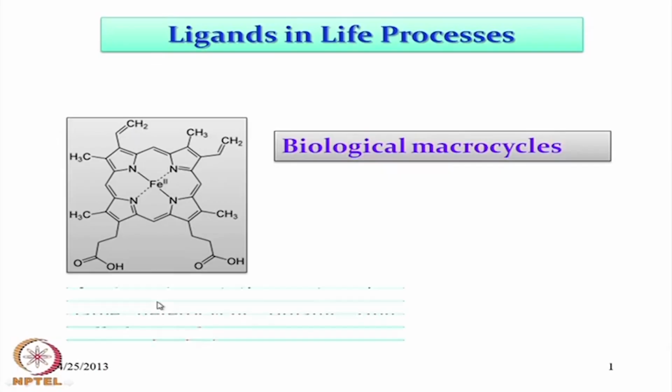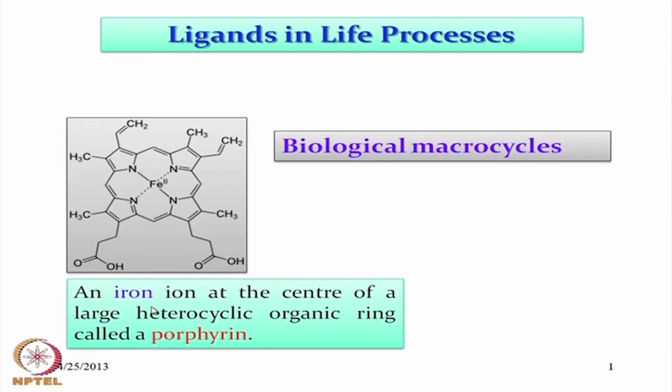So, what we see is that this particular iron is bound by a large heterocyclic organic ring, which we call the porphyrin. Porphyrin is the unit which is present, and since it has biological origin, it can be synthesized in our body, in the human body also, from some amino acid residues, and these amino acid residues ultimately can give us some substituted positions.